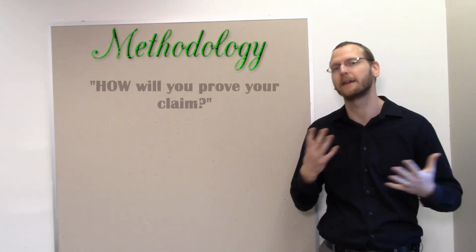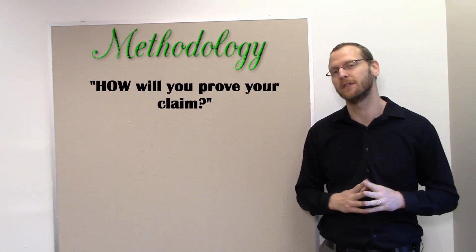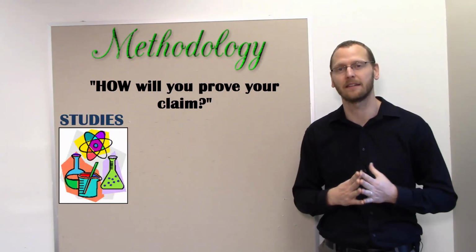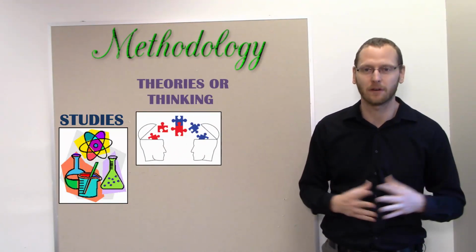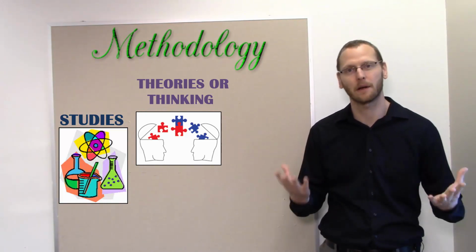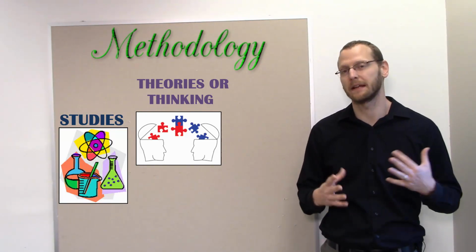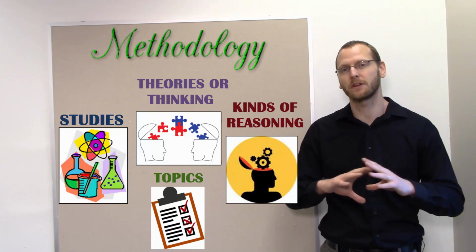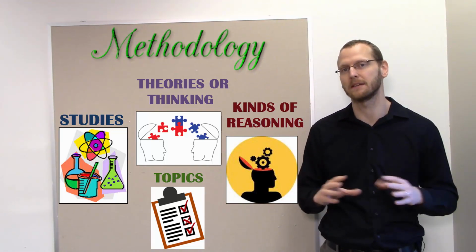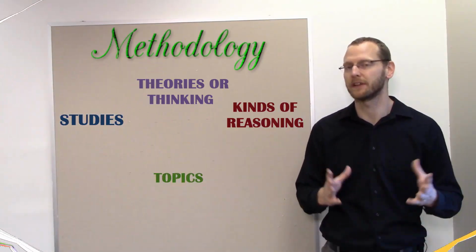Okay, I'm still confused about methodology. Is that like reasons? Exactly. Methodology is probably the hardest part of the paper. It's how you're going to go about proving your claim. This could include the kind of studies you are going to look at, the kinds of thinking, if you're using a type of philosophical or psychological thought process, or if you just want to illustrate the kinds of reasons or types of topics that you're going to look at to prove your claim. That's all methodology means: the manner in which you're going to go about proving your claim. And remember, what are you arguing and how will you prove it?